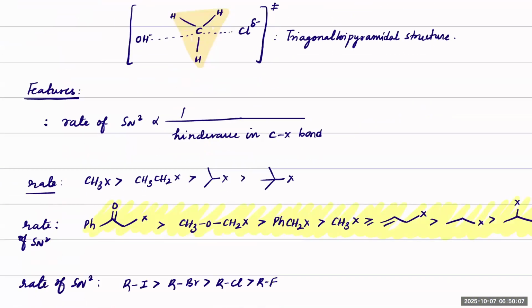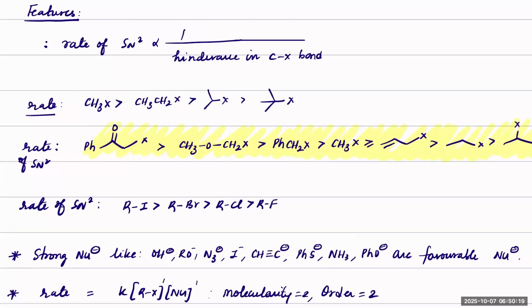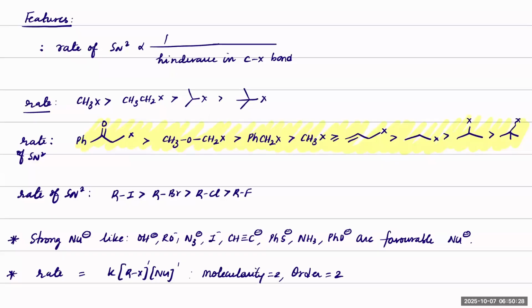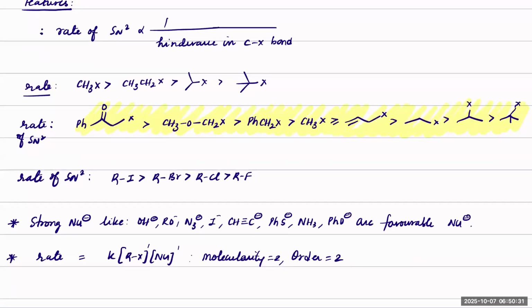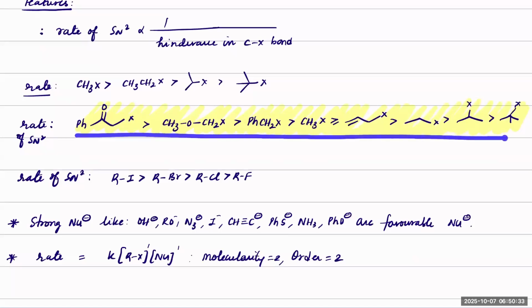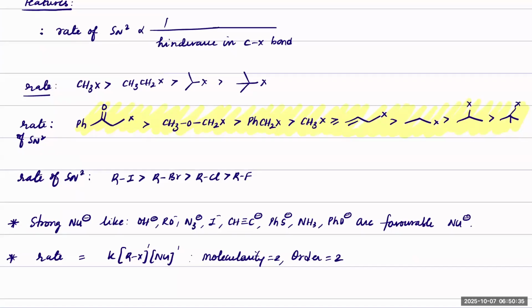That's why the rate of SN2 depends upon the hindrance around the C-X bond. So the more the hindrance, the less the rate of SN2. That's why you will see methyl halide will be the most reactive, then ethyl, then isopropyl, then tert-butyl. Overall, for the rate of SN2, this is the order that you need to remember. Very important order. This is something I would request you to write and practice once.